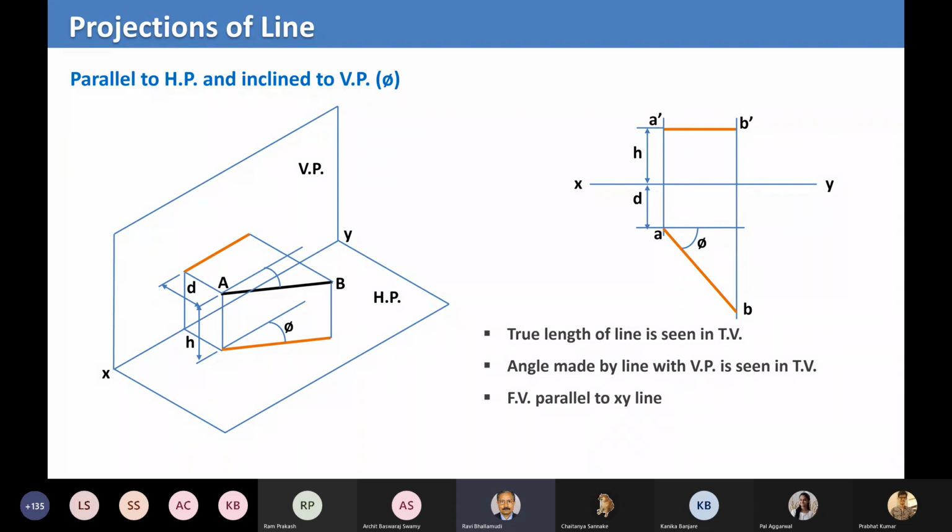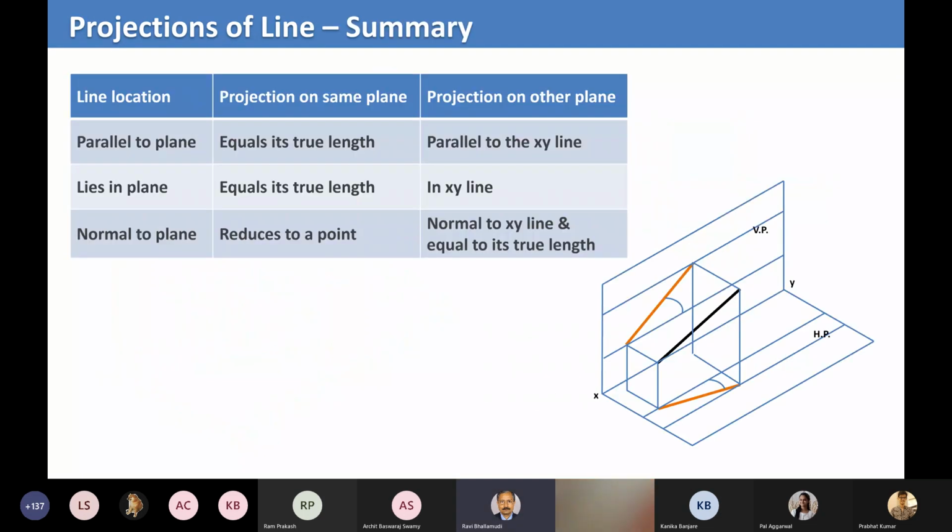But here also the true length of a line in the top view is the same as your actual length, because the view is parallel to your horizontal view, right? And the projected view, which is the front view, will be less than the true length of the line. Before we make life really complex, let's just look at this. If the line is parallel to the plane, its true length is the same as its projection length. If the line is normal to the plane, it becomes actually a point, right?